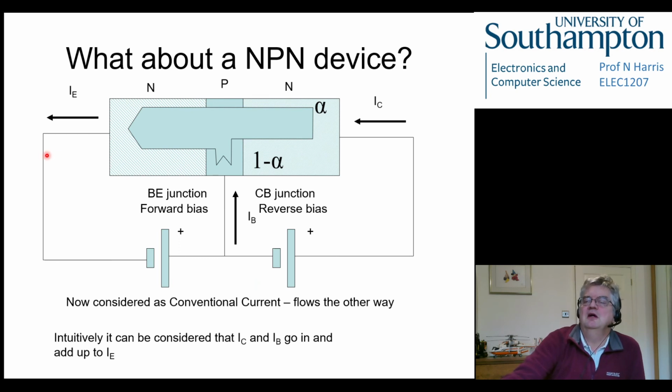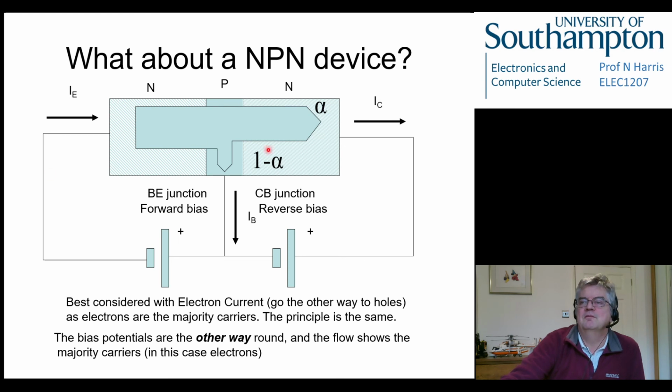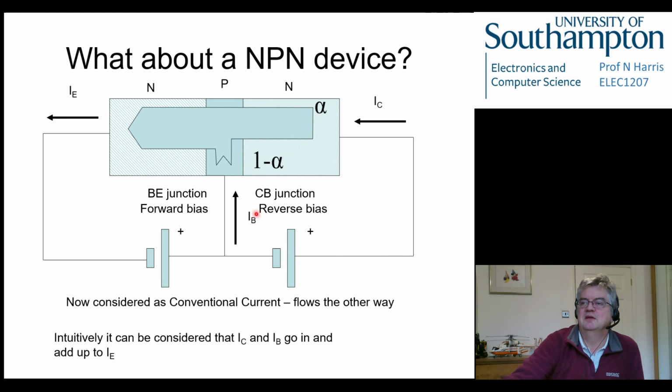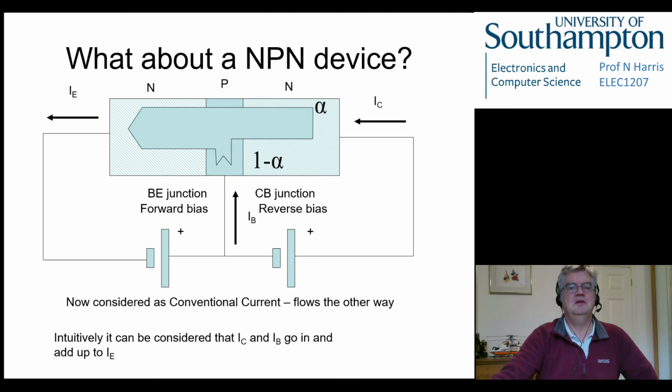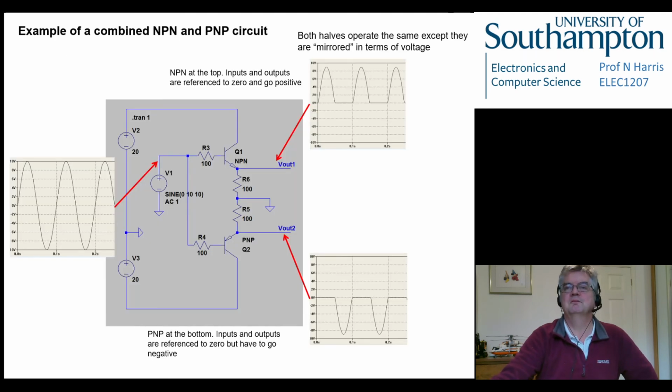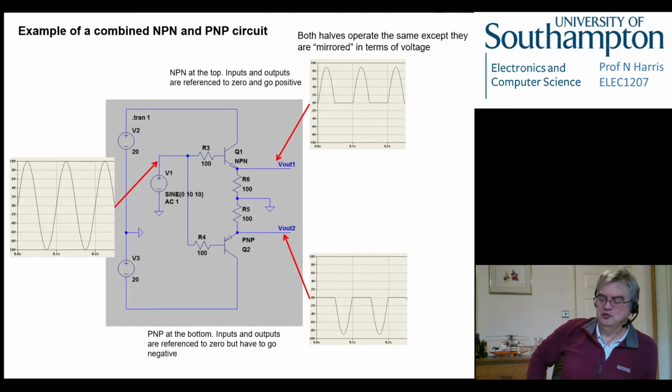So if we consider it with electron current, we basically just reverse the arrow. What's gone on here is, if we go from hole current to electron current in terms of definitions, this is what we had originally, and then we just reversed the direction of the arrow, and now you can see that IC and IB go into the device intuitively and add up to IE coming out, and definitions still hold from that direction. Right, so I wouldn't worry too much about that.